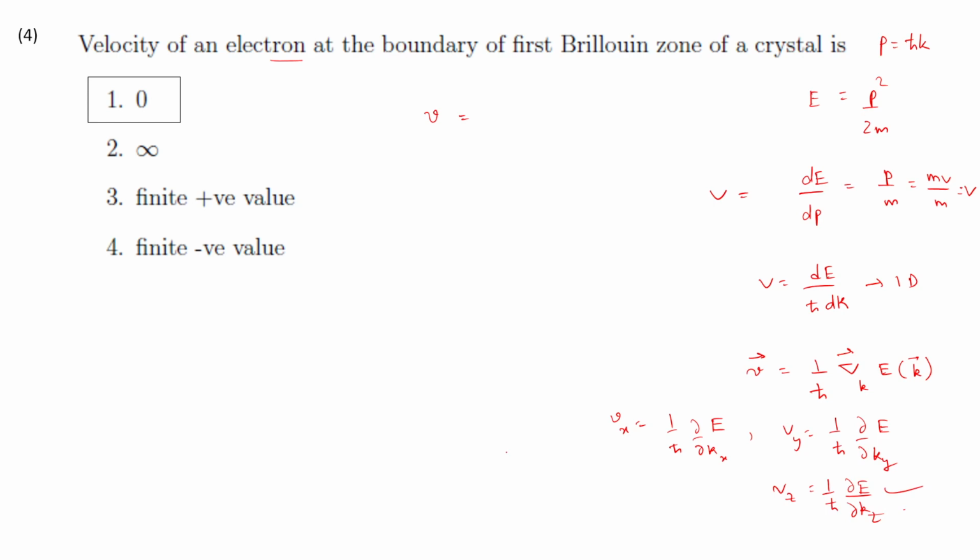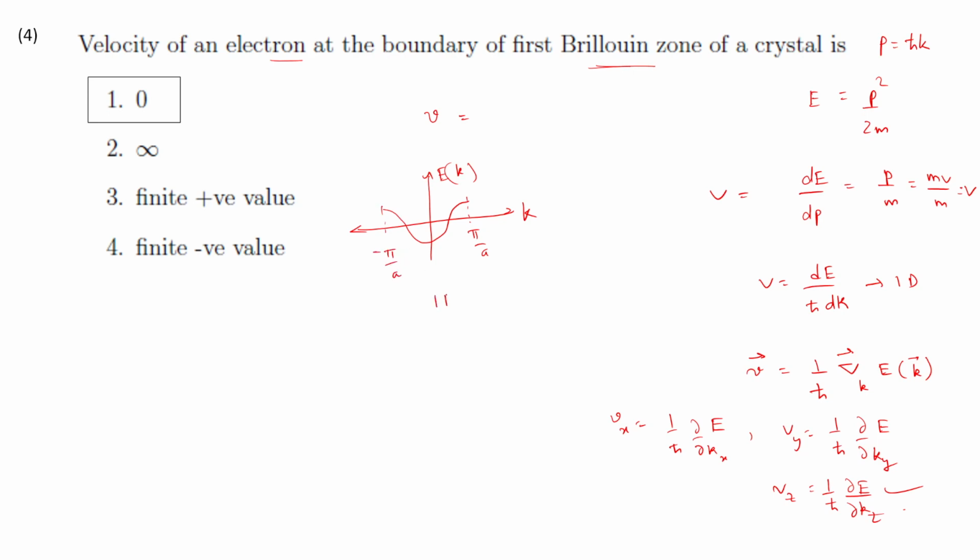Okay, so this is how it is. At the boundary of the first Brillouin zone of a crystal, how does it look? Let us look at one dimension first. In one dimension, energy as a function of k looks something like this. Therefore, this is pi by a, and this is minus pi by a.